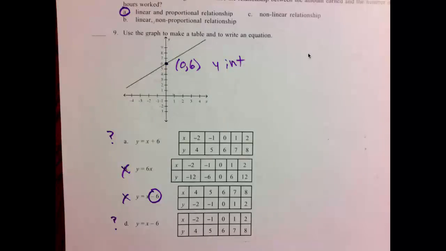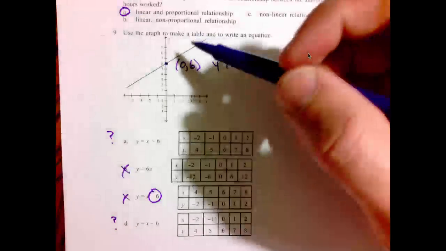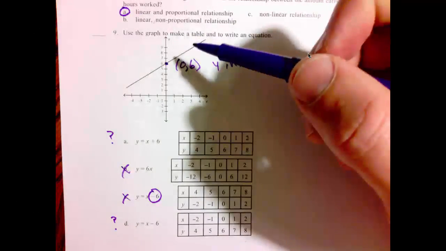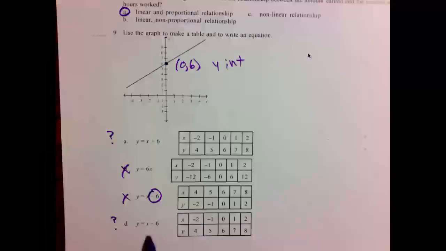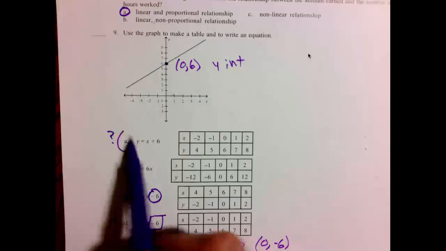It just takes 2 points to make a line, so we need any other point. No, we don't. Here we can see that, in fact, the y-intercept is, even though it's not on the table, 0 pairs with 6. 0 would not pair with 6 in this function because here the y-intercept is negative 6. That is saying 0 pairs with negative 6. So in fact, this table would not work with this equation. It must be A. 9 is A.